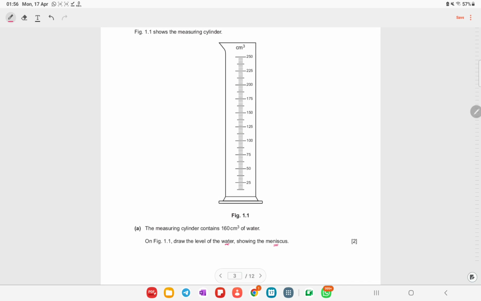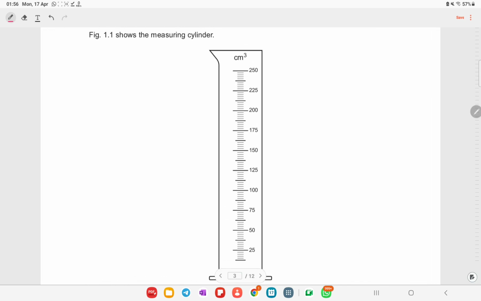So in this question you need to understand this thing. Whenever the water is a colorless liquid, you have to draw the lower meniscus like this. And if you have a colored liquid, then you are going to draw your meniscus like this. So this is going to be your meniscus. This is going to be the right way, avoiding the parallax error.